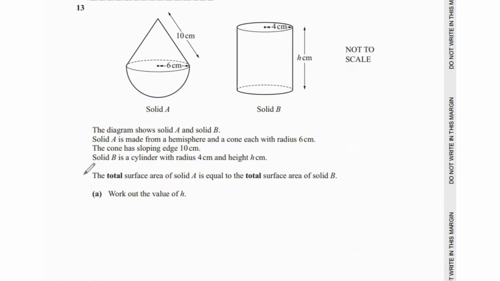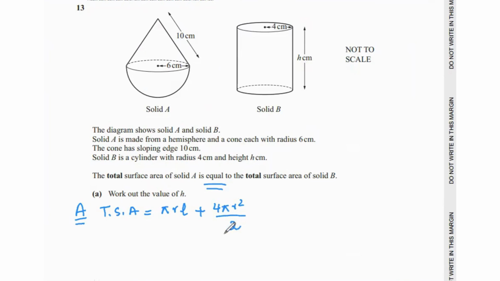So we can easily find the surface area of solid A because all of the measurements are given. And then using that, we can find the value of H because both share the same surface area. So for solid A, we have a cone, and the base of the cone is attached to a hemisphere. So total surface area would be the curved surface area of the cone, which is pi RL, plus the surface area of the hemisphere, which is 4 pi r squared divided by 2.